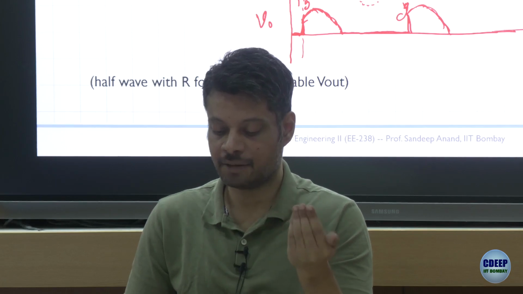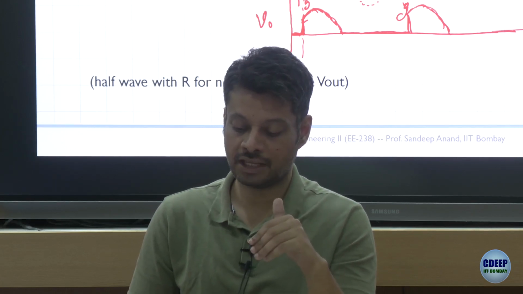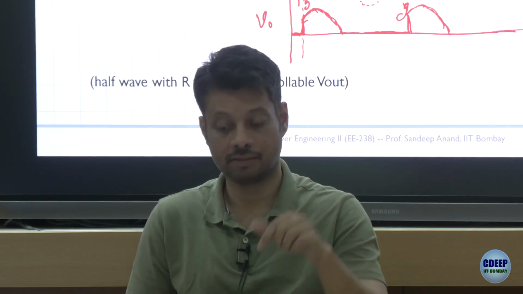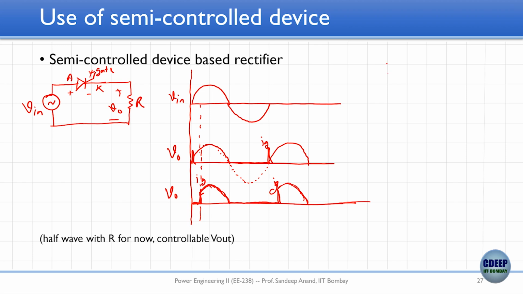So if I give Ig at pi by 2, then my output voltage will start from the peak, right? If I give Ig at pi by 2, then my output voltage will be like this.